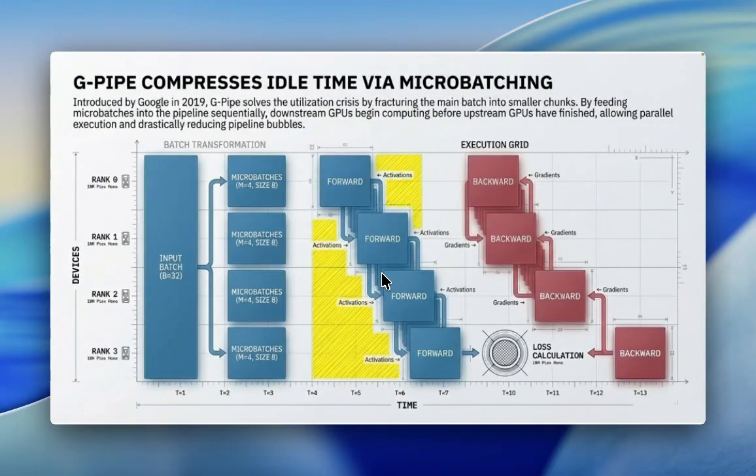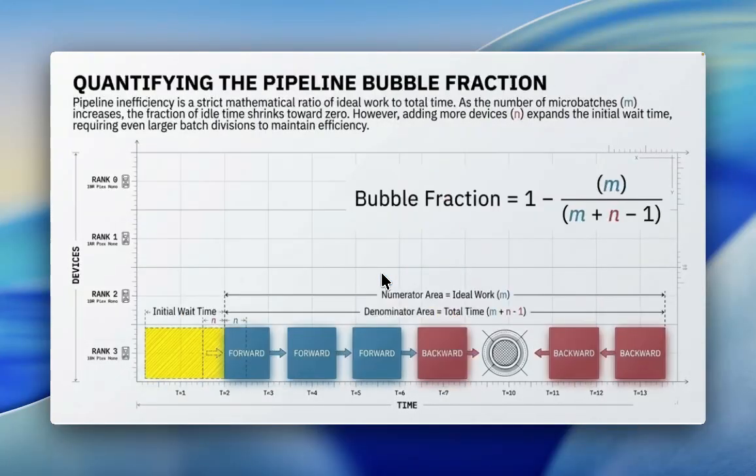pass to return. Introduced by Google in 2019, GPipe solved the utilization crisis by fracturing the main batch into smaller chunks, feeding micro batches into the pipeline sequentially. Downstream GPUs begin computing before upstream GPUs have finished, allowing parallel execution and drastically reducing pipeline bubbles. Pipeline efficiency is a strict mathematical ratio of idle work to total time. As the number of micro batches increases, the fraction of idle time shrinks towards zero. However, adding more devices expands the initial wait time, requiring even larger batch size division to maintain efficiency.